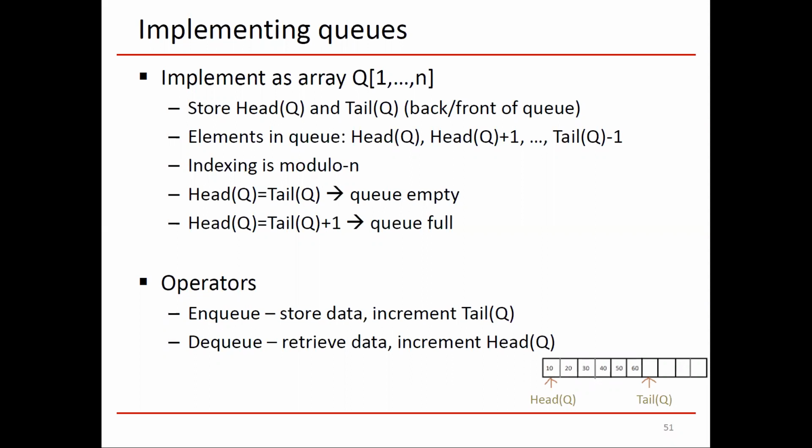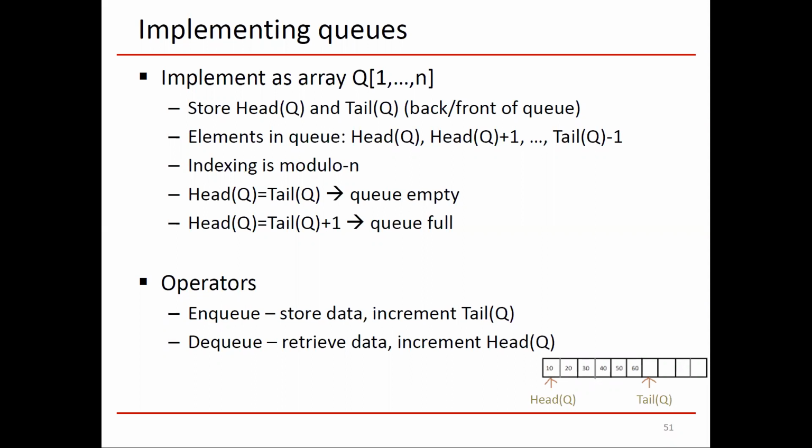Our elements begin at the head, then head of q plus 1, head of q plus 2, and so on up to tail of q minus 1. I'd like to note that the index is modulo n. So if n is, let's say, 7, and we start at 5, then we have 5, 6, 7 wrapping back to 1. If the head is equal to the tail, it means that the q is empty. If the head is equal to the tail plus 1, it means that the q is full.